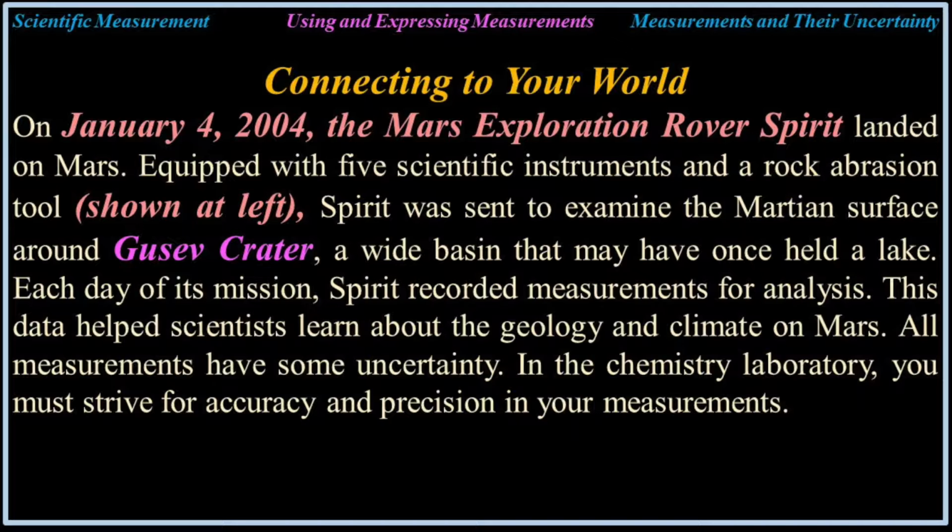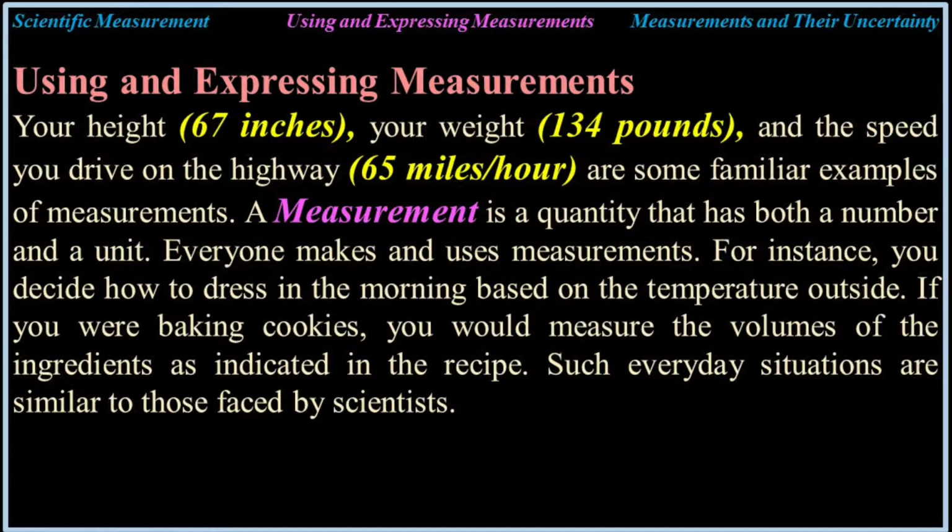All measurements have some uncertainty. In the chemistry laboratory, you must strive for accuracy and precision in your measurements. And that's what we do. We do experiments and we accumulate data using and expressing measurements. Your height, 67 inches, your weight, 134 pounds, and the speed you drive on the highway, 65 miles per hour, are some familiar examples of measurements.